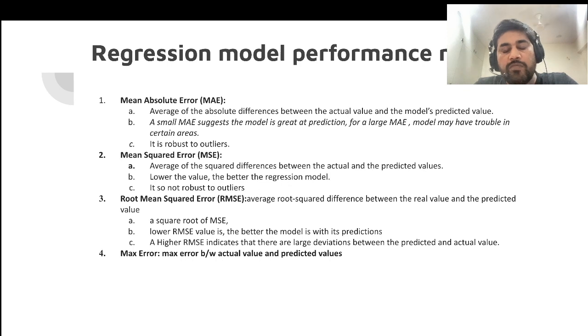Third, we mostly use root mean square error for evaluating the regression model. We take the square root of the average squared difference between the real value and the predicted value, so we can also say that it is the square root of mean square error. The lower the RMSE value, the better the model predictions. A higher RMSE indicates that there is a large deviation between the predicted and actual values. Max error is nothing but the maximum error between the actual and the predicted values.